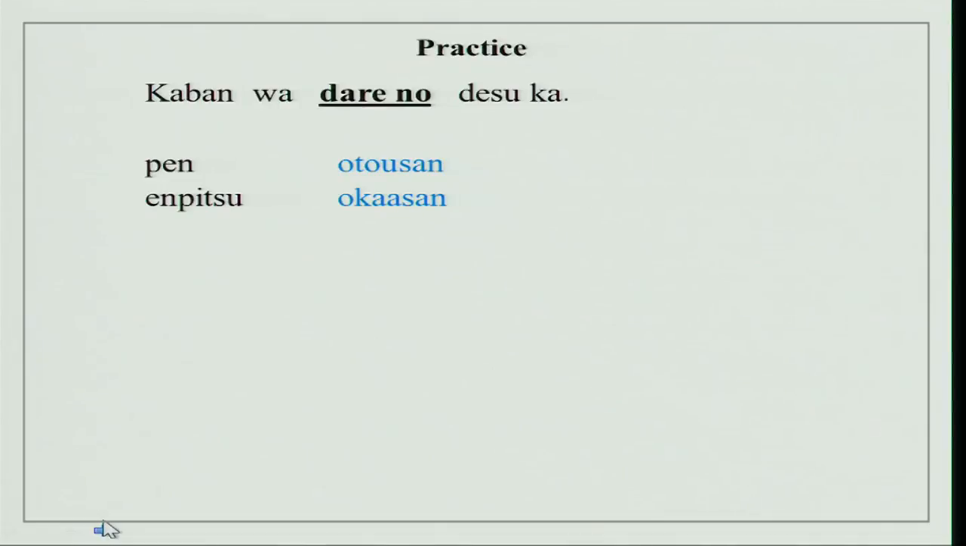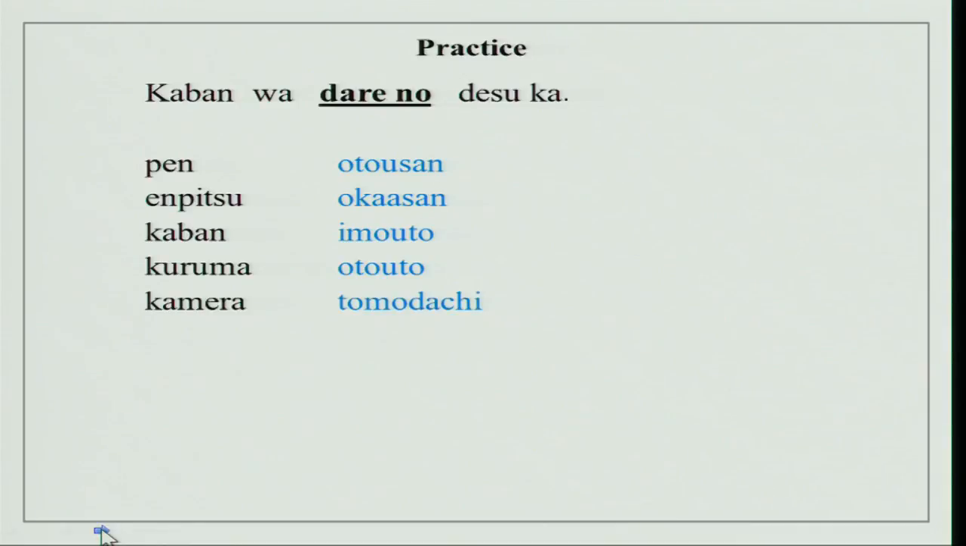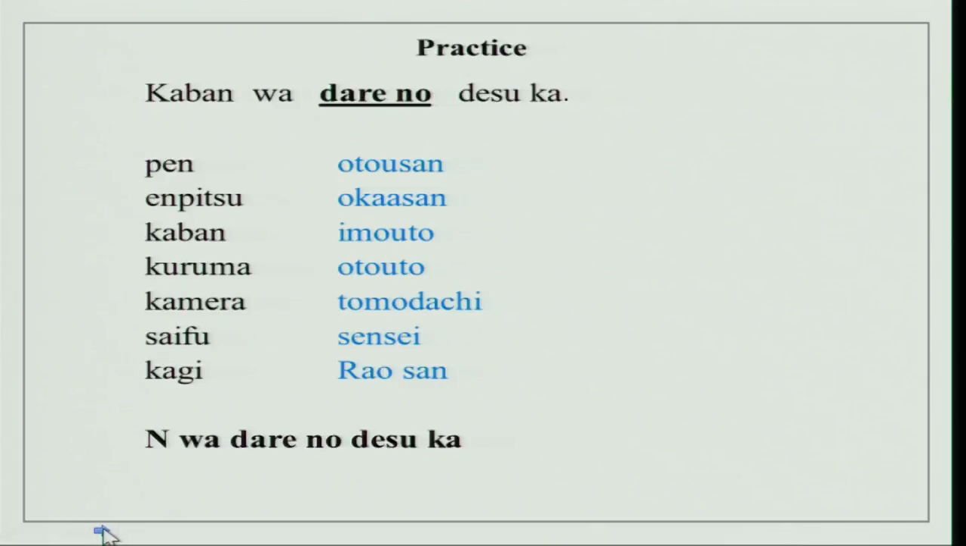Enpitsu wa okaasan no desu ka? Kaban wa imoto no desu ka? Kuruma wa ototo no desu ka? Kamera wa tomodachi no desu ka? Saifu wa sensei no desu ka? Kagi wa Rao-san no desu ka? So, you can practice like this with your partner, answer it properly and it will give you a lot of practice and more confidence. Noun wa dare no desu ka?